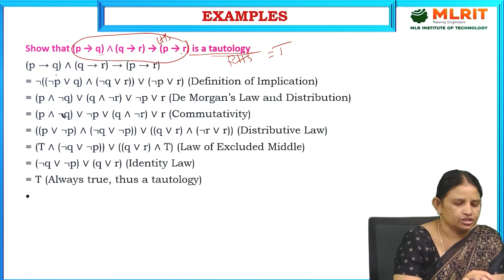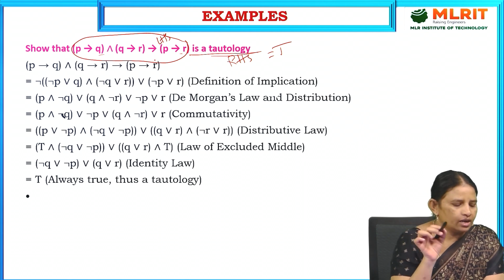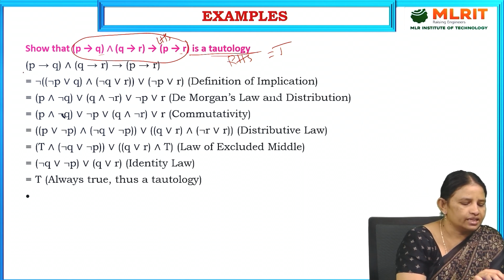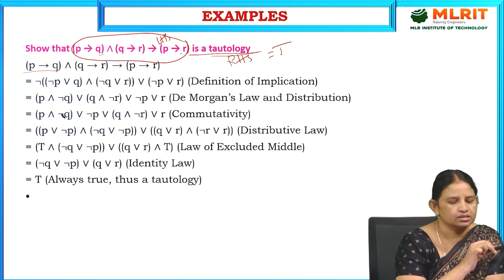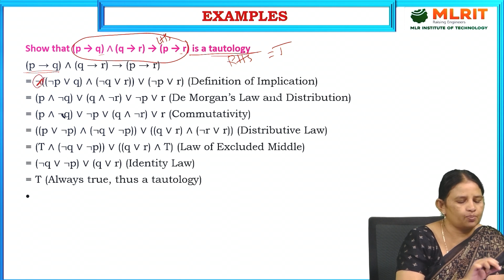So, P implies Q and Q implies P is the given proposition. Next, write the statement for the entire proposition. First, forget about the negation. We'll apply it at the last. P implies Q means conditional law.